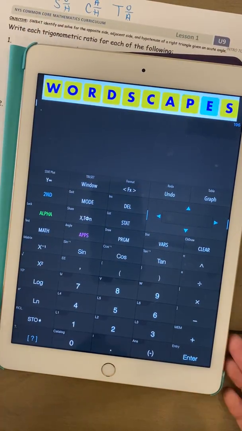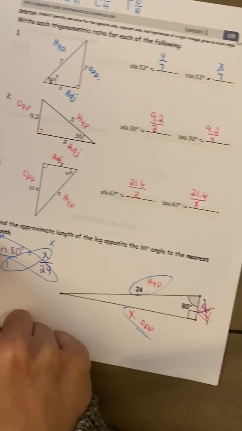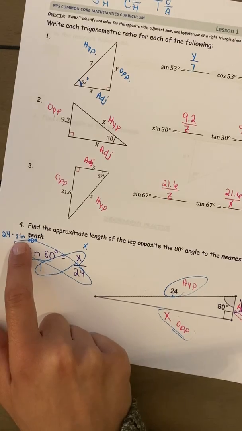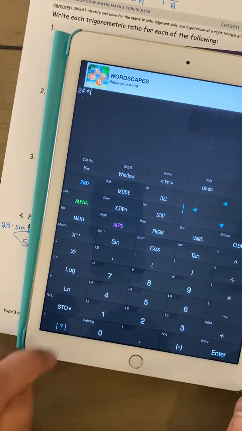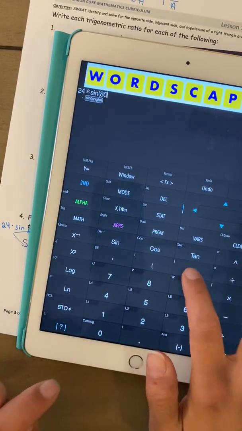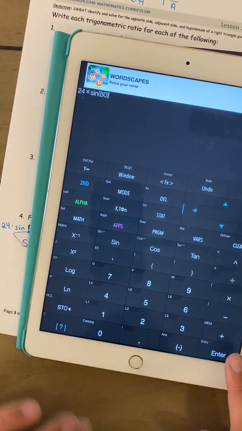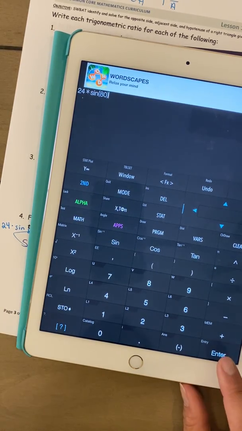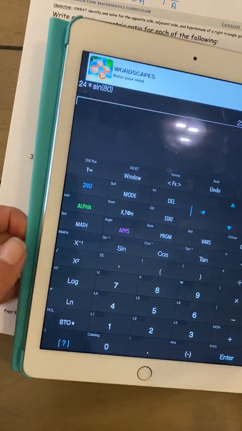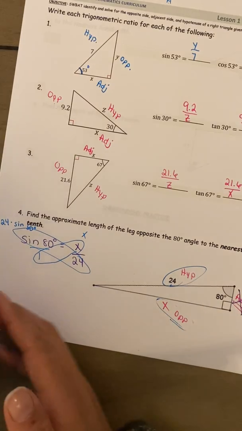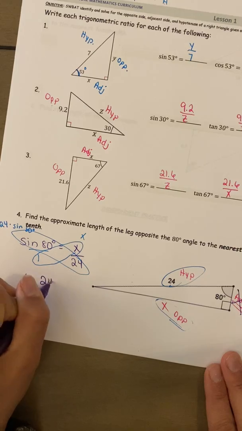So what we're going to type into the calculator is exactly what we have over here: 24 times sine of 80. It'll automatically put it in degrees for us, and realize we don't know what radians are until you're in Algebra 2, so degrees is what you guys are focusing on. And it tells us to round to the nearest tenth. So that's going to be x equals 24 times sine of 80.